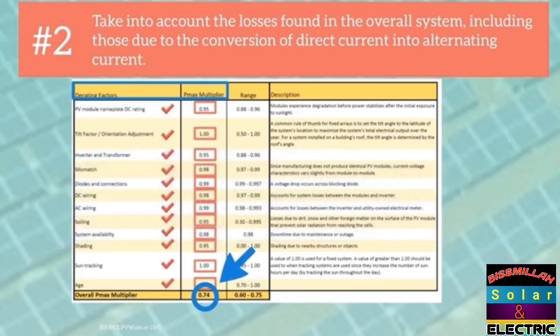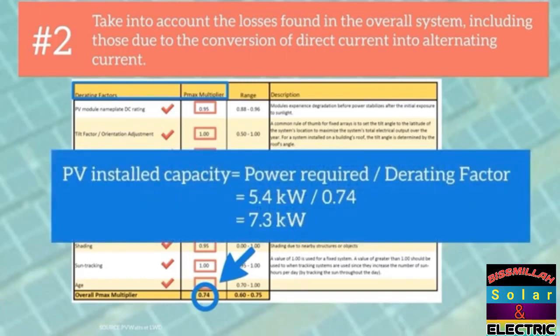Returning to our example, we can calculate the PV installed capacity by dividing the power required by the overall derating factor. This gives us 7.3 kilowatts.